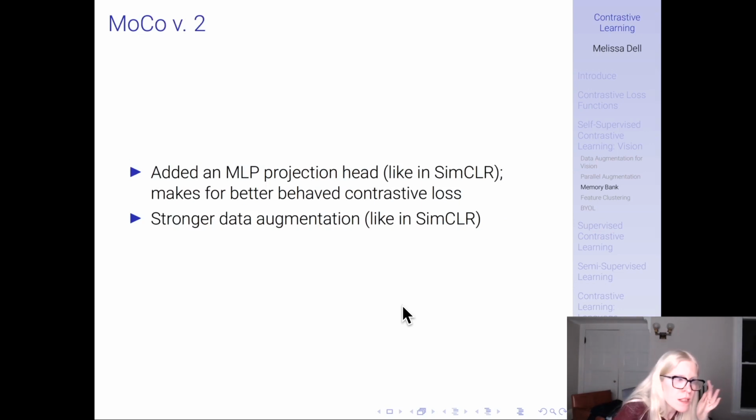There was a MoCo v2, and it added an MLP projection head like in SimCLR to make a better behaved contrastive loss and stronger data augmentation, again, like in SimCLR.